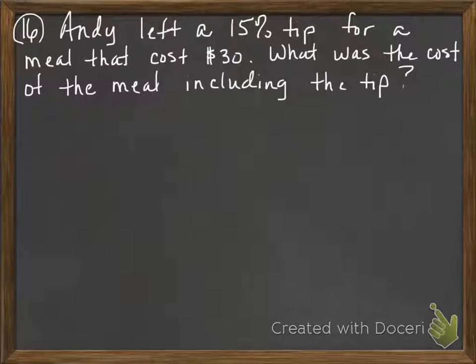16 says, Andy left a 15% tip for a meal that cost $30. What was the cost of the meal, including the tip? So you want to take the $30. You actually want to calculate the tip.